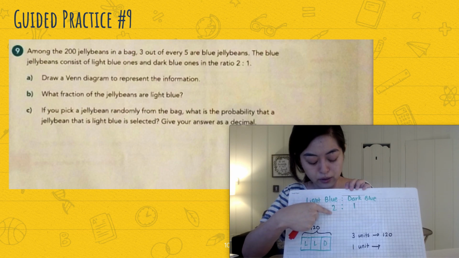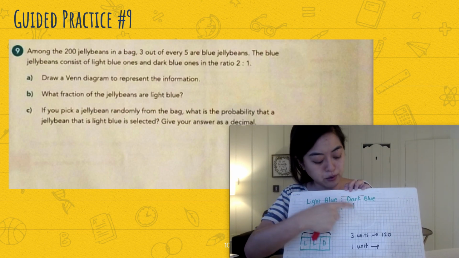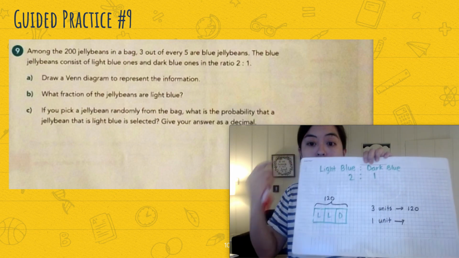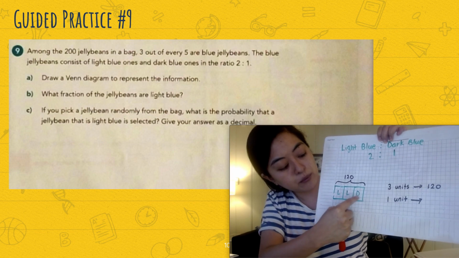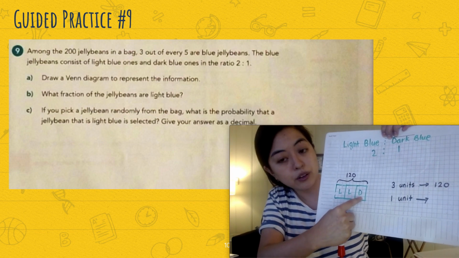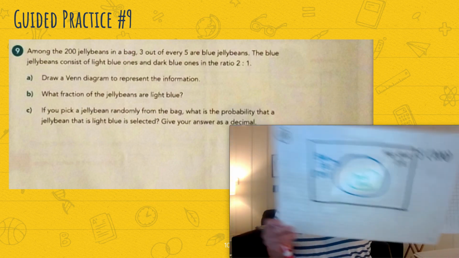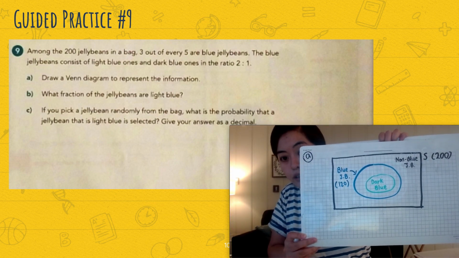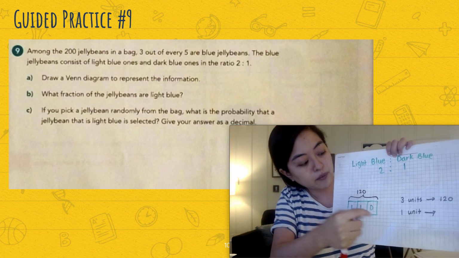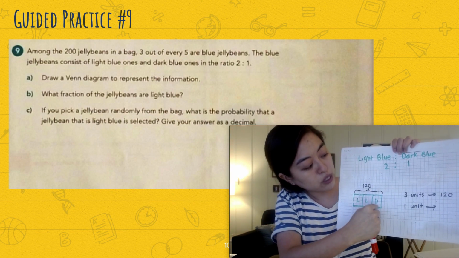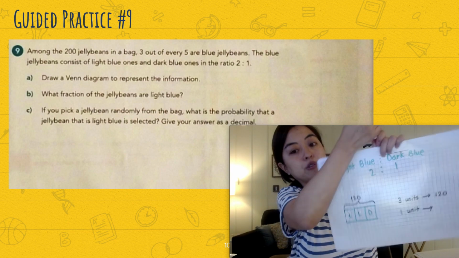So there's 2 units of light blue and 1 unit of dark blue. So I drew it here in a bar model. So 2 units of light blue and 1 unit of dark blue. And remember, the total number of blue jelly beans is 120, right? So now I have 3 units of equal size is 120. How much is 1 unit?